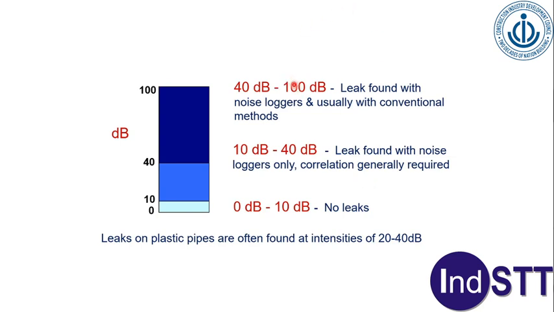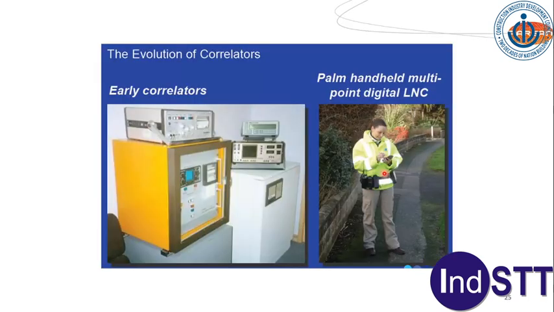Now there are different levels. 40 dB to 100 dB: leak found with noise loggers and usually with conventional methods. 10 dB to 40 dB: leak found with noise loggers only, correlation generally required. 0 dB to 10 dB: no leaks. So leaks on plastic pipes are often found at the intensity of 20 to 40, so they can be found only with noise loggers and with correlation requirement.